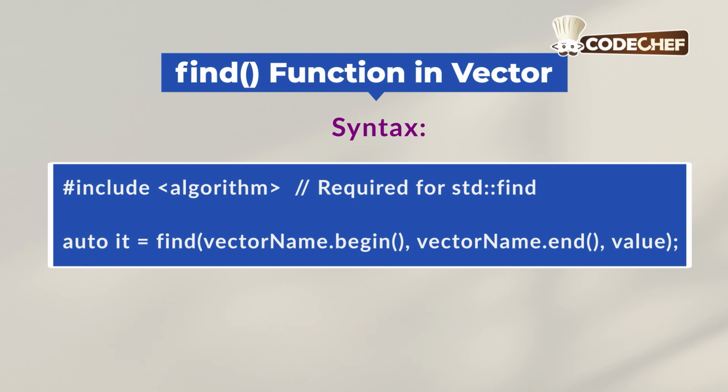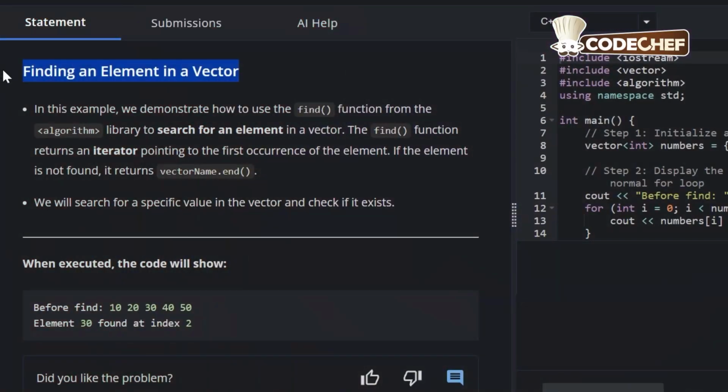Now let us go to the CodeChef platform and see an example of how to use the find function using the algorithm header file in C++. The program objective is finding an element in a vector, and the expected output is: Before find: 10, 20, 30, 40, 50, element 30 found at index 2.